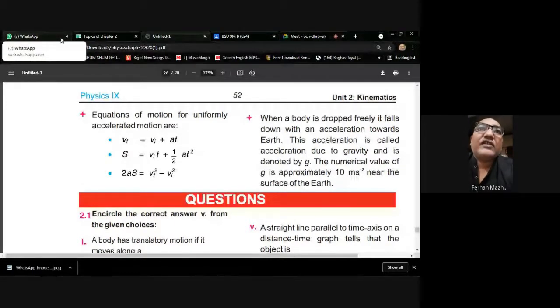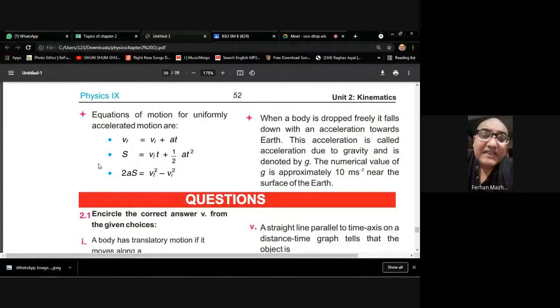The second equation of motion is S equals to Vit plus half At square. Here the S stands for the distance covered and Vi is the initial velocity, A is the acceleration and T is the time taken. And the third equation of motion is 2AS equals to Vf square minus Vi square. Here A is the acceleration, S is the distance traveled, Vf is the final velocity, and Vi is the initial velocity.